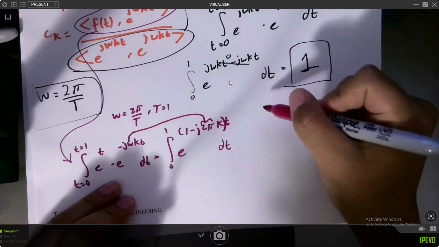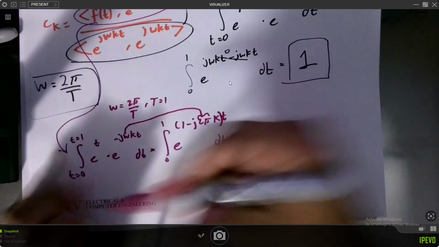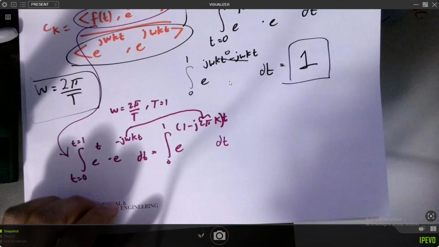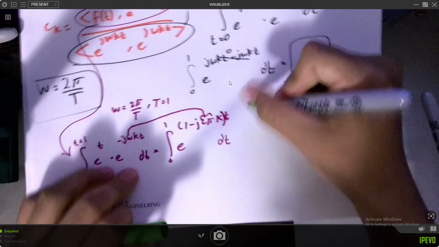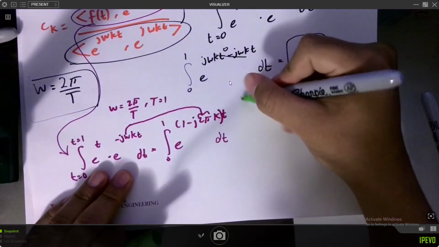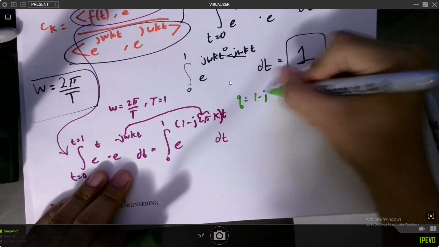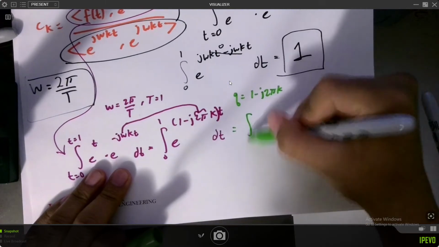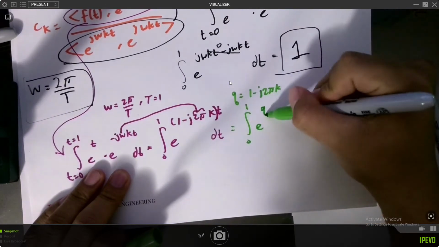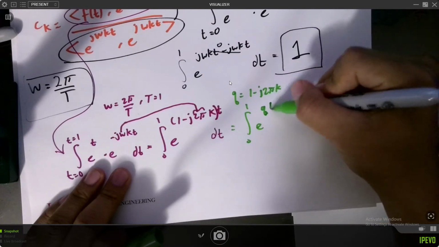So now that you have this happy little integral, I'll just do this because I think someone's going to get afraid. Don't be afraid. If we call some constant q equal to 1 minus j 2 pi k, that means you can have the integral from 0 to 1 of e to the q, which is a constant, t dt.